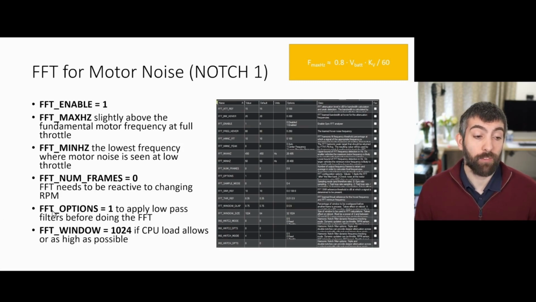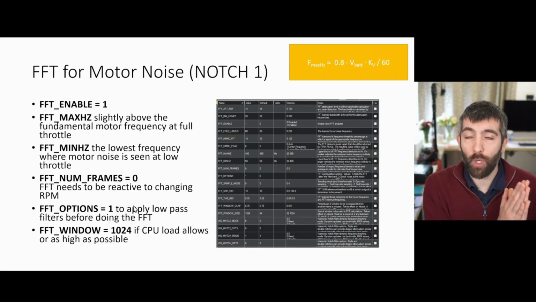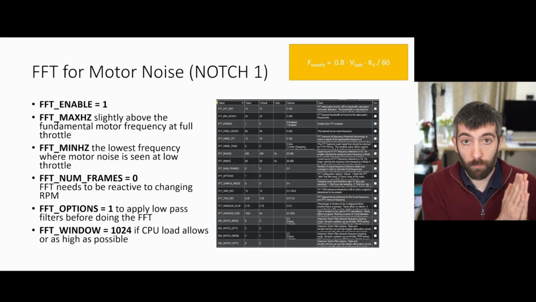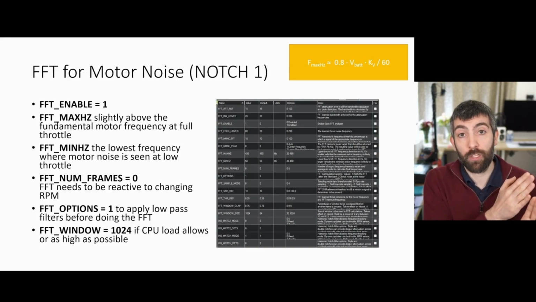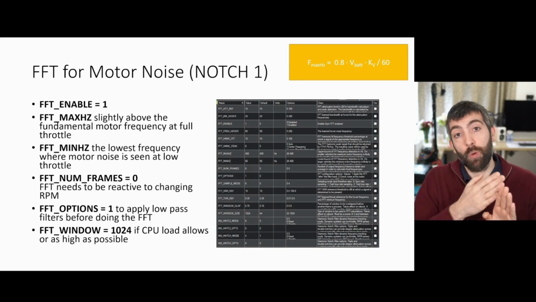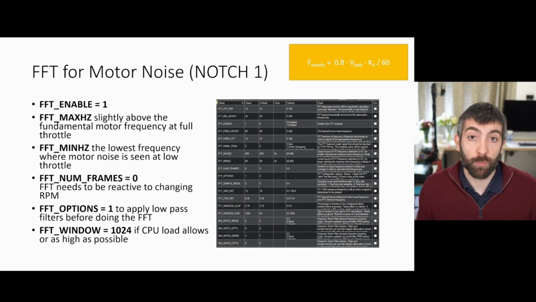You want to set FFT options equals 1 to apply the low pass filters before doing the FFT. That will help the FFT lock in on the lowest motor peak. And then of course we can use the harmonics option to apply filters at multiples of that frequency as well. Set the FFT window equal to 1024 if CPU allows, or as high as possible.